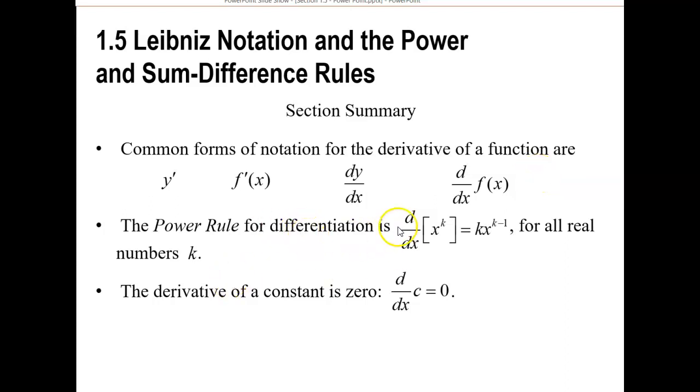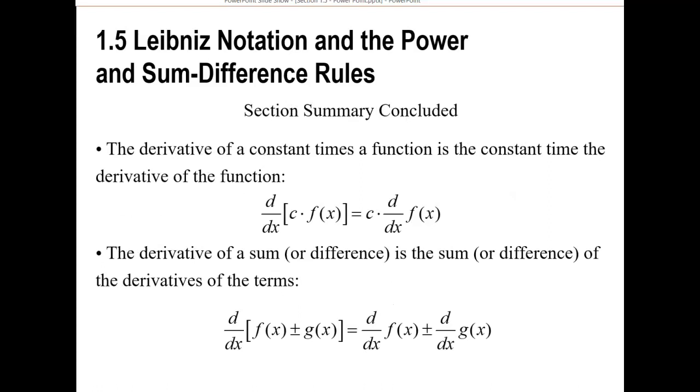The power rule, derivative with respect to x of x raised to the power k is k times x to the k minus 1. The derivative of a constant, 0, always, no matter what. The derivative of a constant times a function is the constant times the derivative.